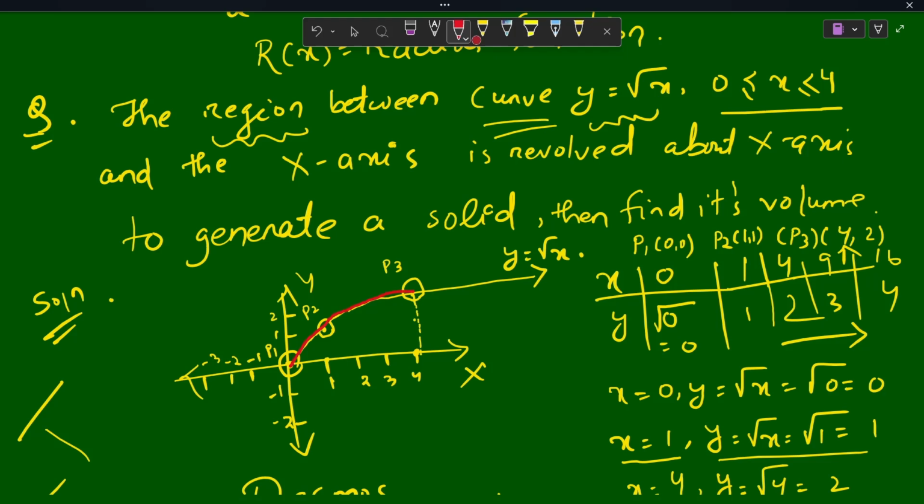Then the limits of x are from 0 to 4. So this is x from 0 to 4. Then and the x-axis. So what is the x-axis? This is the x-axis. Okay, and see how to understand this thing. It is 0 to 4, right? So this means that there are two lines between which this x value is limited. Like the first line is x equal to 0 and the second line is x equal to 4, right?